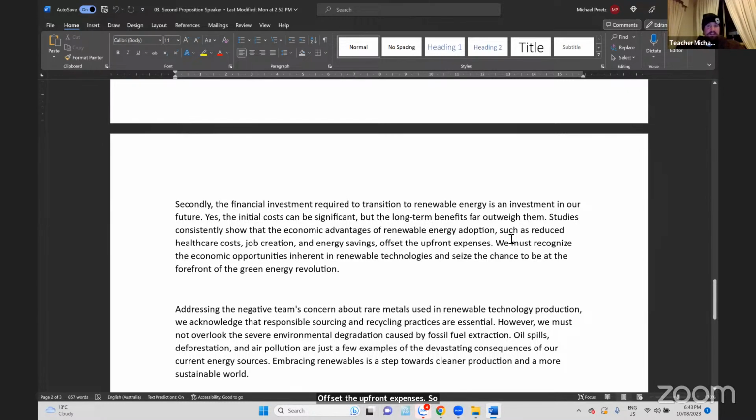So they've provided some good evidence here by saying studies consistently show, so they're citing a source here, or they're letting you know where they got the information from. And then they've provided some good examples. So healthcare will get cheaper because there won't be as many people with lung issues, going back to the argument made by the first speaker. They say that it can create jobs and it offers energy savings. So it's going to work out cheaper as well. And that will make the upfront amount of money that it costs more acceptable when you start saving money in the future.